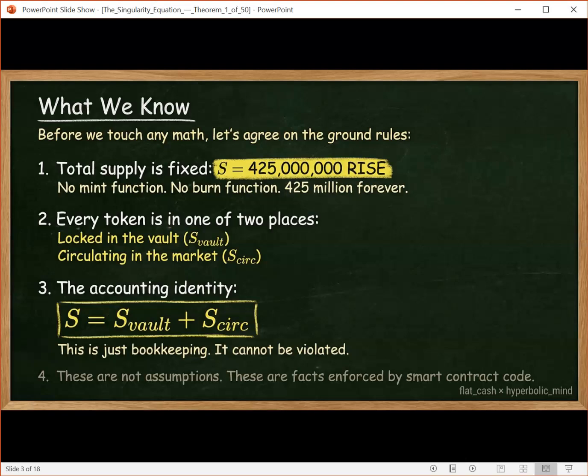So here, all of the tokens of RISE are broken down into two parts. Either they are circulating in the hands of people or they are in the vault. They cannot be anywhere else, because the ones in the vault are not going to join the circulating supply. So this basically leads to this equation: S equal to the ones which are in the vault plus what is circulating amongst people. It's just regular accounting, nothing complicated.